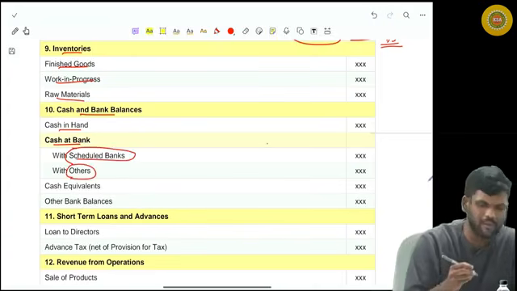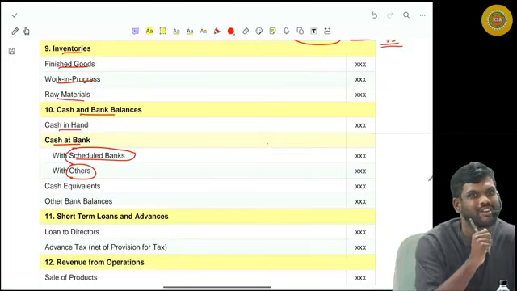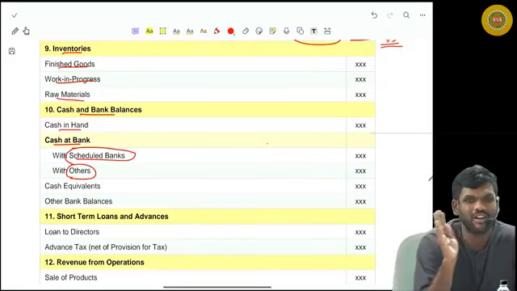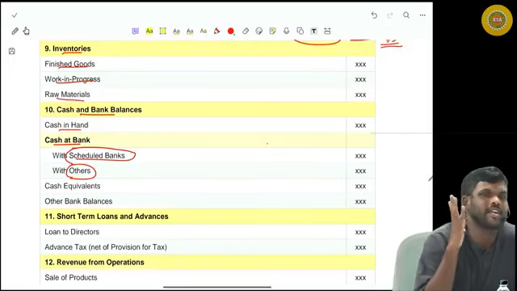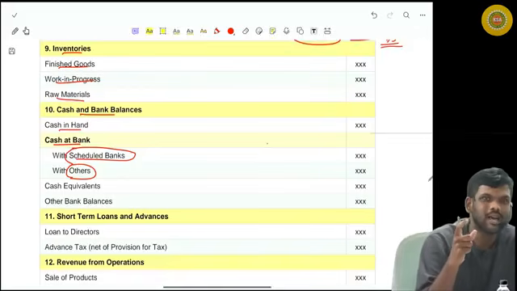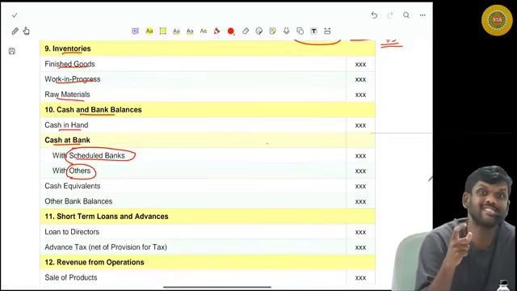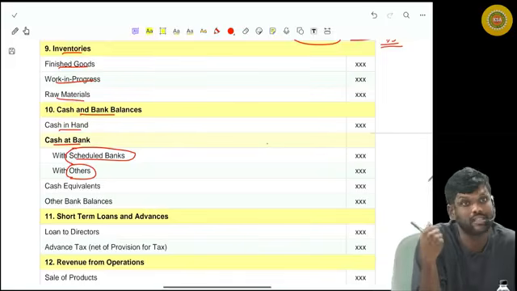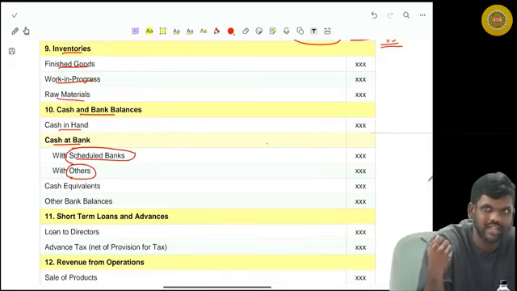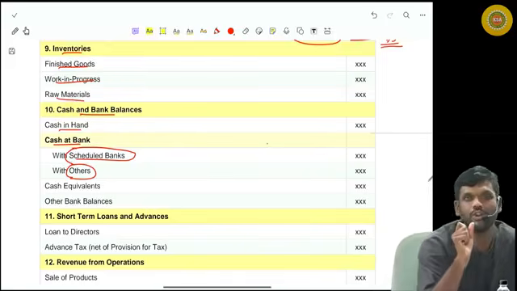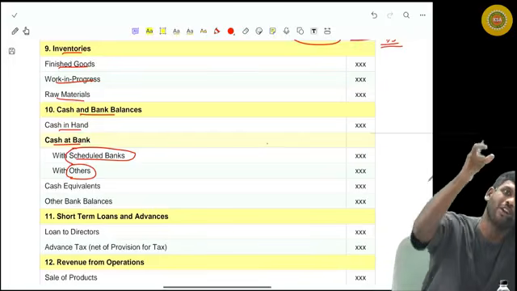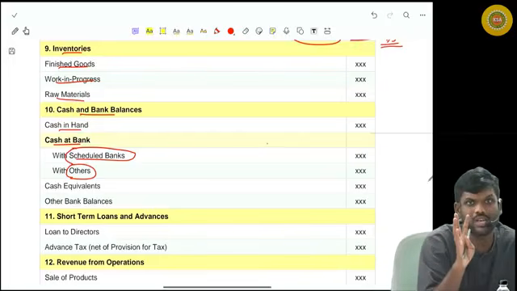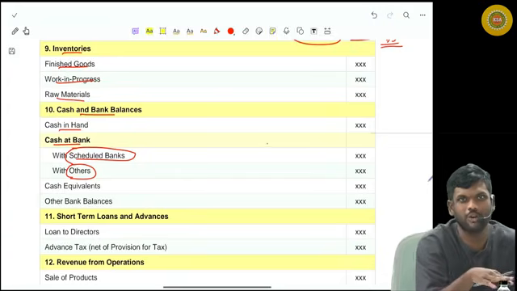Sir, what do you mean by scheduled banks, sir? Okay, we need not go into very much detail. We are not learning banking law here, but scheduled banks means these are banks which are listed in the second schedule of the RBI Act 1934. In the RBI Act 1934 there is a Schedule 2. Whatever banks are listed in that Schedule 2, those are scheduled banks, others are not scheduled banks.